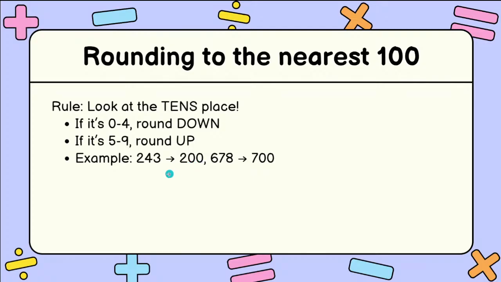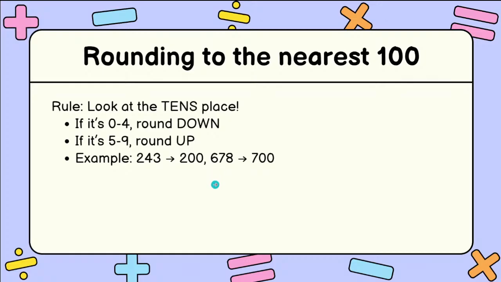And when we're rounding to the nearest 100, we turn the tens place and the ones place into 0. And we're rounding down, so the hundreds place stays the same. So the hundreds place is the same, so we have a 2. And then tens place and ones place turn to 0, so 0, 0, 200.